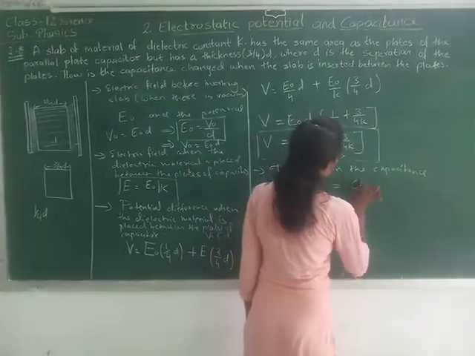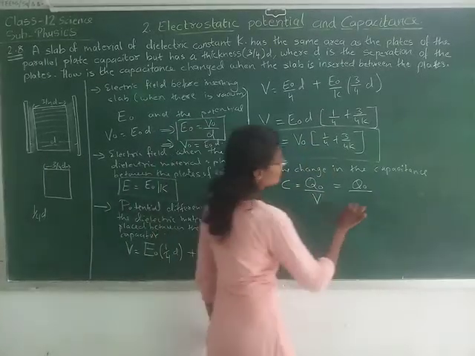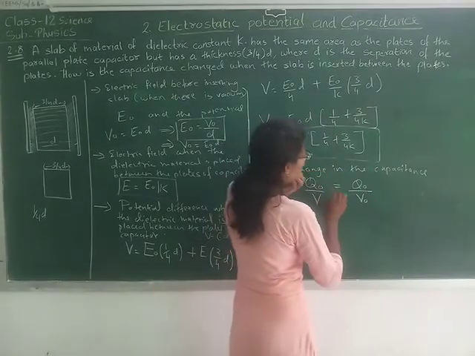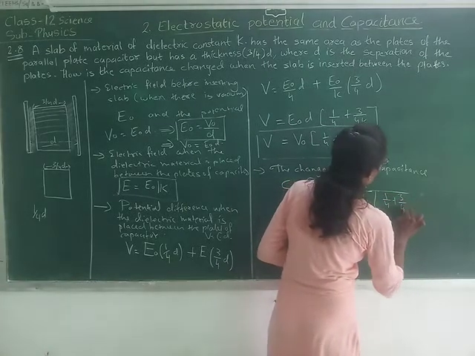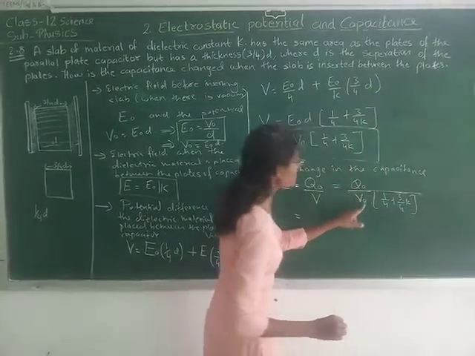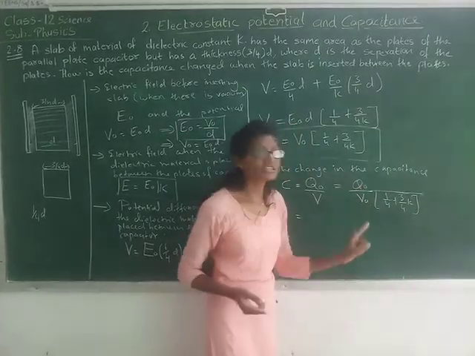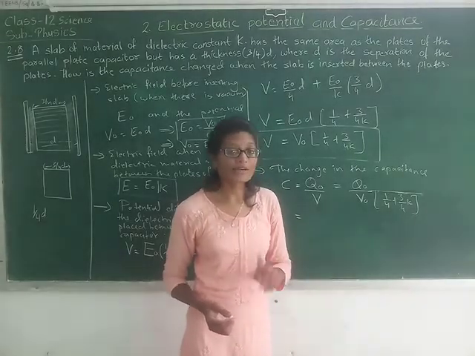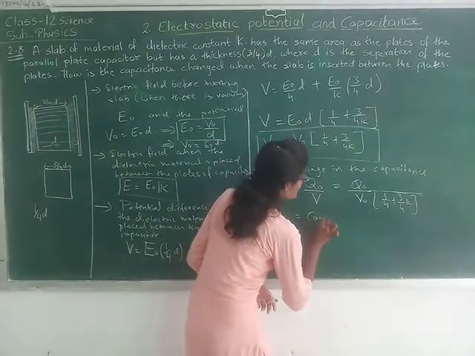Now Q0 upon what is V over here? Using this equation, that will be V0 upon 1 by 4 plus 3 by 4 K, right? Let us use this equation. Here Q0 by V0, let us write that as C0, because Q0 by V0 is the capacitance when there was no dielectric material between the plates of the capacitor, that is when we are having vacuum, right? So that is C0.